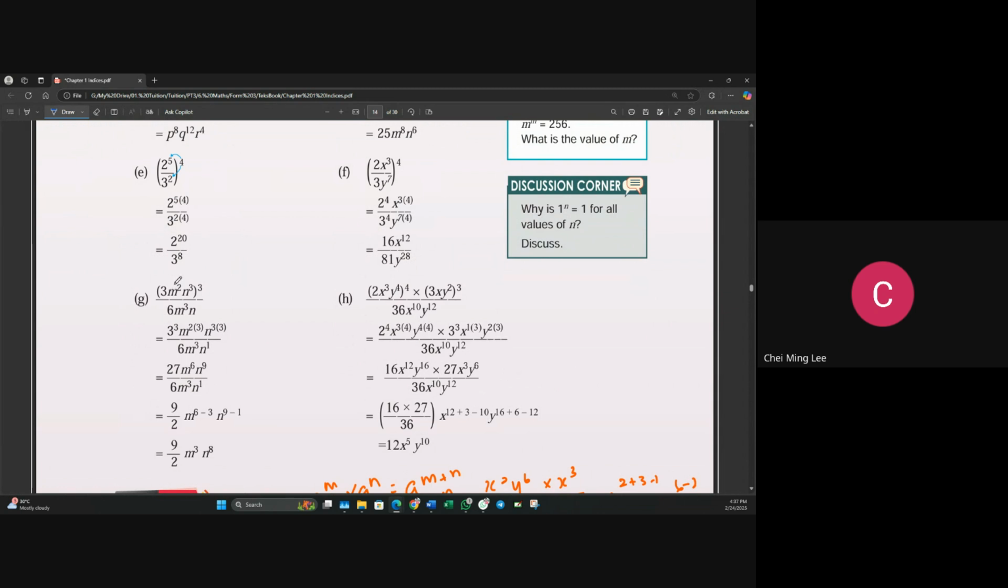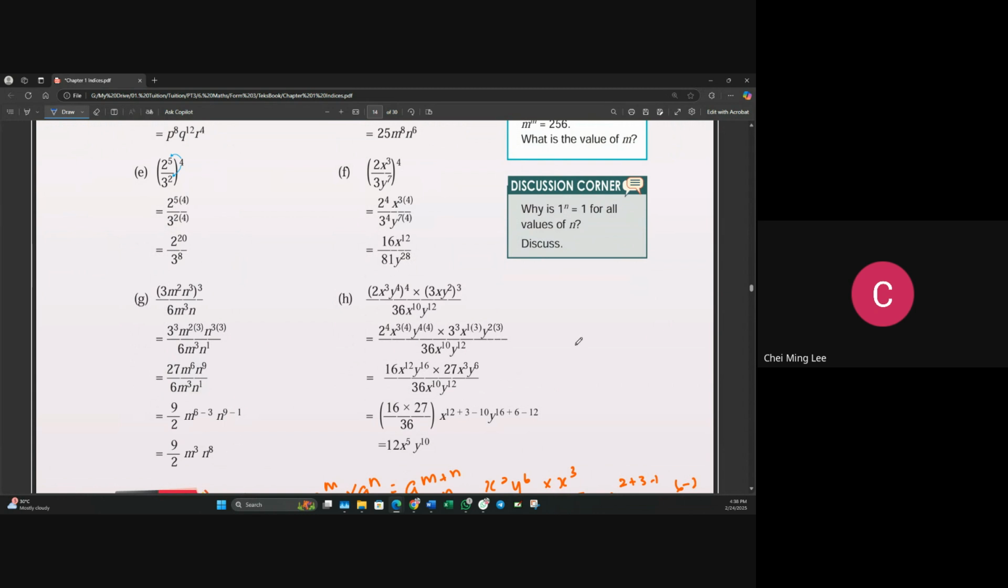For this one, 3 to the power of 3 divided by 6m3n. So it becomes 3 to the power of 3 is 27, 2 times 3, 6, 3 times 3, 9. Then what happens is we need to divide. So 27 over 6 becomes 9 over 2. Simplify that. Then m to the power of 6 divided by m to the power of 3 is 6 minus 3. n to the power of 9 divided by n to the power of 1 is 9 minus 1. So it becomes 9 over 2, m^3 and n^8.